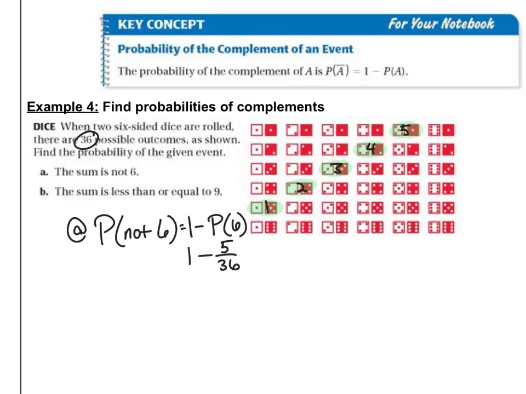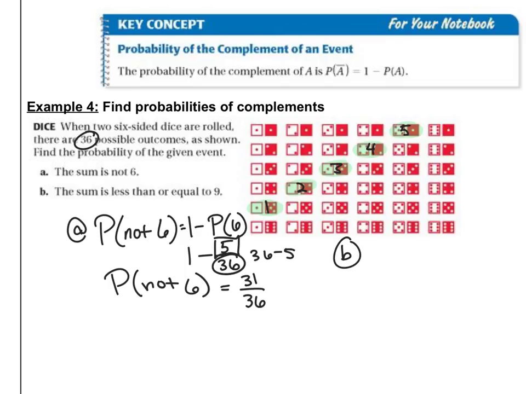So to figure out the probability that it is not 6, the easiest thing I can tell you to do is just take 36 minus 5. You're going to take whatever this bottom number is, subtract this top number, and that will give you the complement. Because essentially what you want to do is add the not 6 and the 6, and they should add up to 1. So 5 over 36 plus 31 over 36 will give you 36 over 36. Okay?